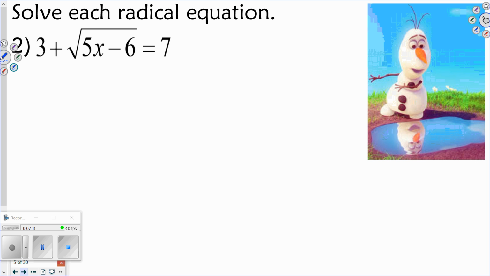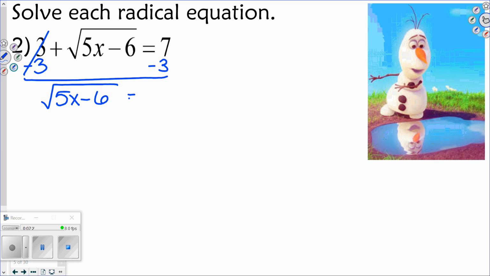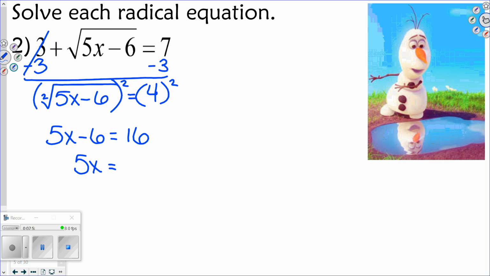Isolate it. So what needs to be moved? The 3. I'm just going to subtract 3 to the other side. And then what? Good. This is a square root, so we will square both sides to undo it. The radical and the square are going to cancel each other out and just give me 5x minus 6. 4 squared, 16. That's great. And then we just solve. So add 6. So that's going to give me 22. Divide by 5.